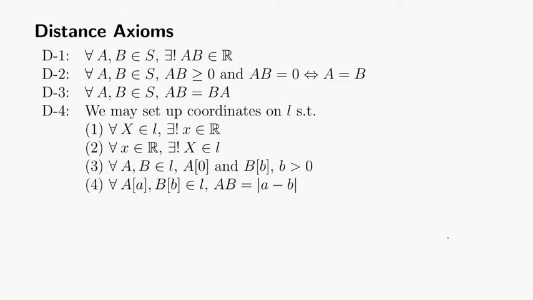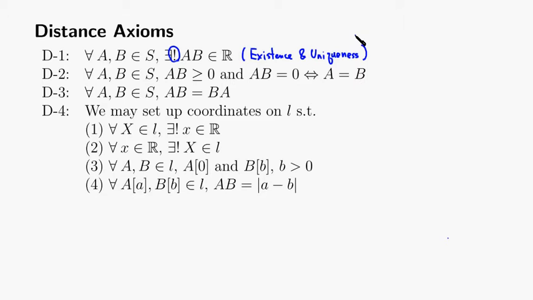D1 says that for all points A and B in space S, there exists a unique real number called AB. So AB is basically a distance. So this basically tells you about the existence and also, since this means unique, the uniqueness of the distance. So that's D1. We know that the distance exists between any 2 points, and it has to be a unique number.